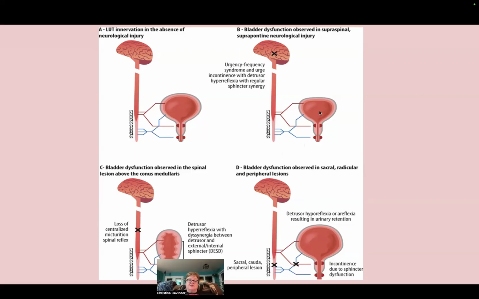So what happens is you have frequency, the urge to urinate, and you have sphincter dyssynergy. So you have hyperreflexia. You feel like you have to go to the bathroom all the time, and you're not holding as much urine, so the bladder is kind of flat.